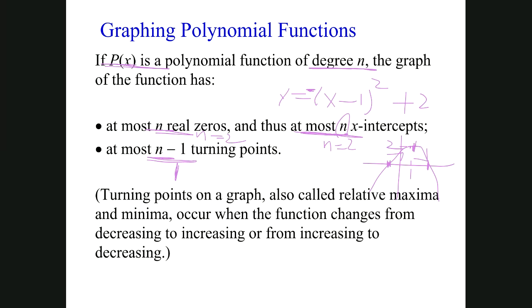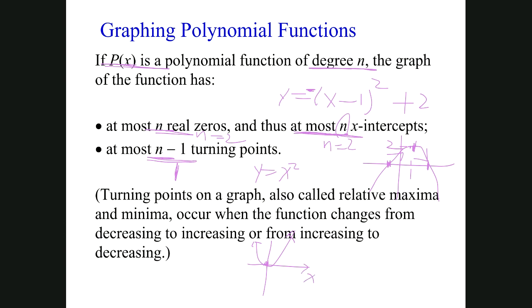So why do we say I have at most n intercepts? Because if I have y equal to x squared, this is still a quadratic, right? My n is still equal to 2. And how many intercepts do I have in here? Look at this one right here. I only have 1 x-intercept, because the vertex is at 0 and 0. So I only have 1 x-intercept, and 1 is less than 2.